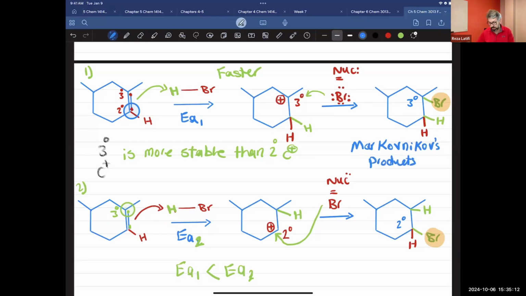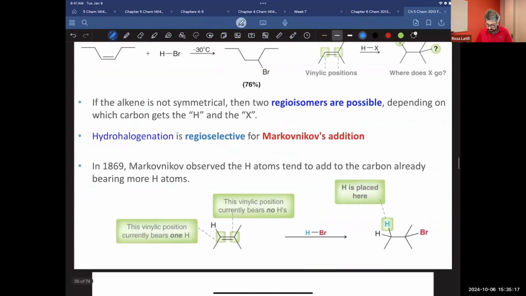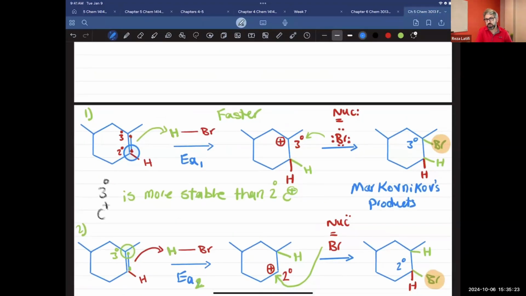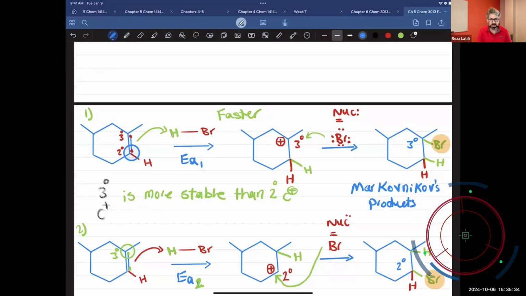It's a Russian name, so let me double check the pronunciation. Yes, it's Markovnikov's product. The Markovnikov product says put the bromide, or the halide, on a carbon that has more substituents. That means generate a carbocation with more substituents.